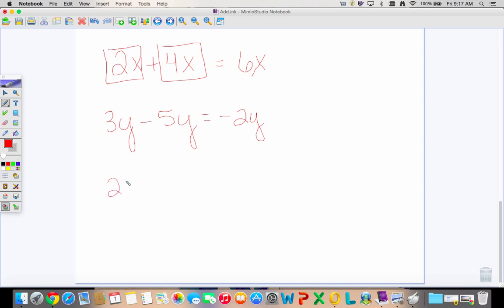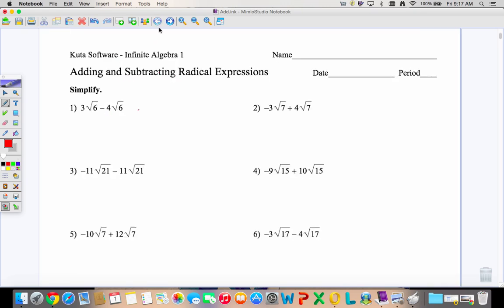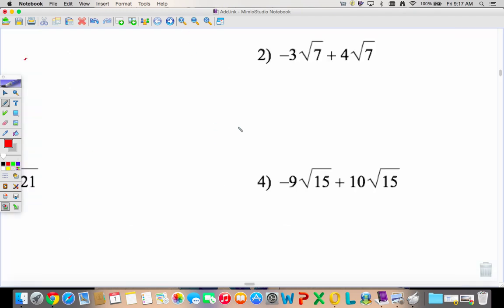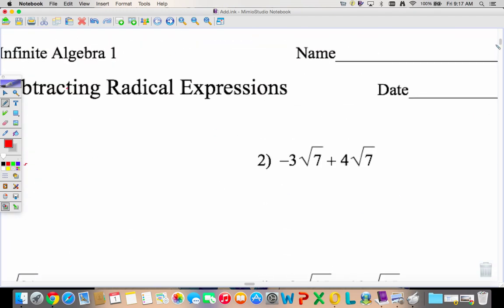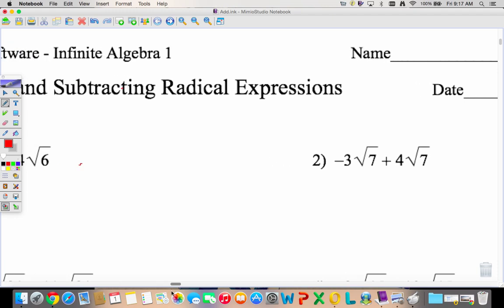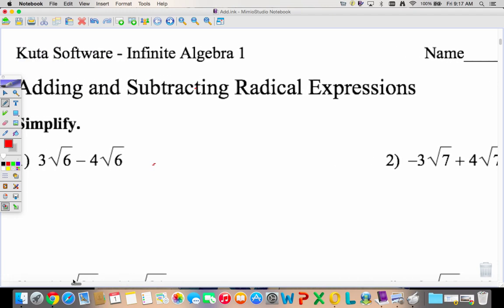If you had something like 2x plus 3y, you couldn't do anything to that because they're different terms. This is an x, that's a y. You cannot combine those terms. This is going to apply with the worksheet that you're going to do today. So we'll start with number 1, and like I said, I'll do a couple of these.